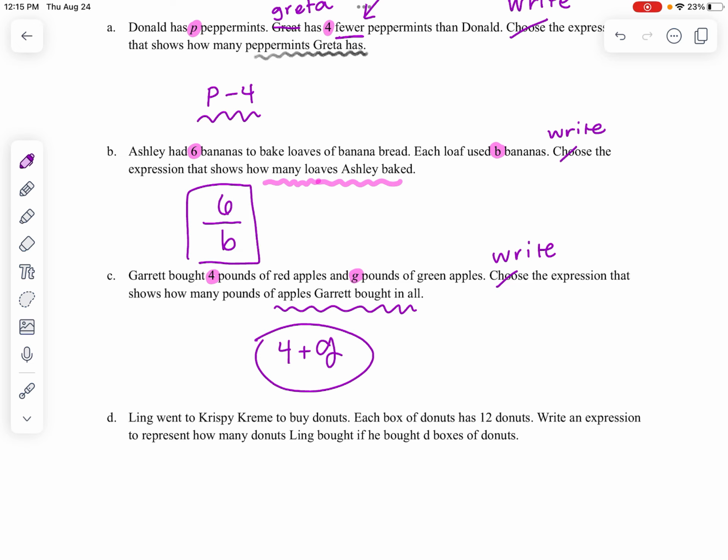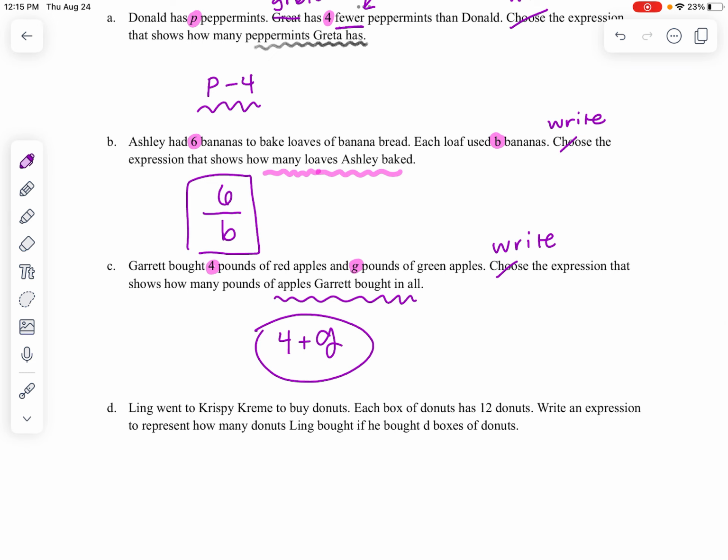Last one. Ling went to Krispy Kreme to buy donuts. Each box of donuts has 12 donuts. Write an expression to represent how many donuts Ling bought if he bought D boxes of donuts. So he's going to the store, he keeps buying boxes of donuts, and each has 12. For example, if he bought 2 boxes of donuts, he'd have 24. I know that because I just did 2 times 12.